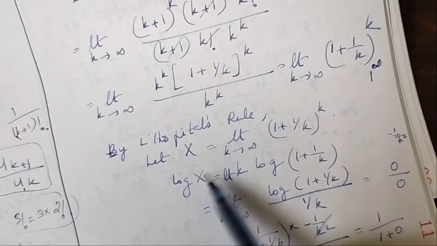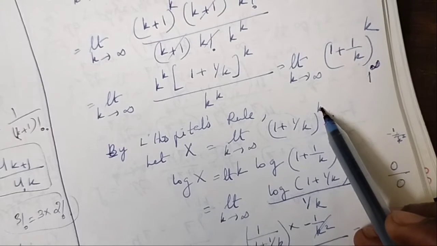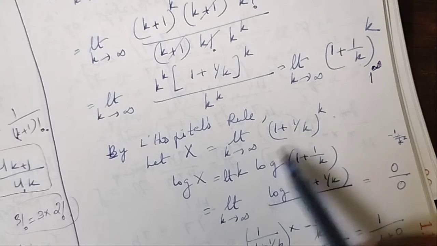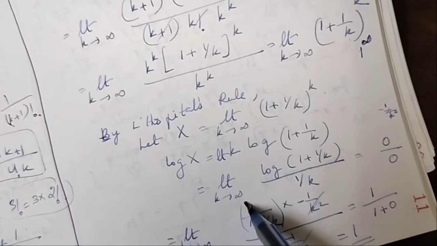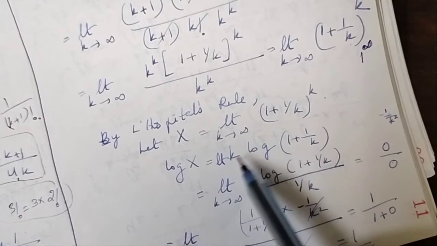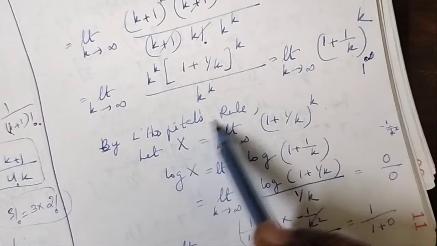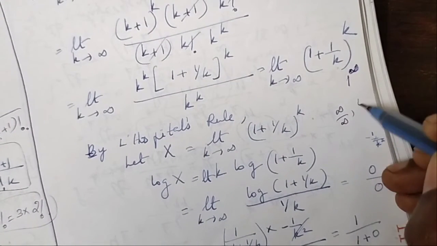So taking logarithm, log x is limit k tends to infinity k into log a raised to b. Log a raised to b is b log a. So k into log 1 plus 1 by k. So limit k tends to infinity. So this is a product, k into log. Okay, this is a product. So to apply this L'Hospital's rule, we have to get either infinity by infinity or 0 by 0.